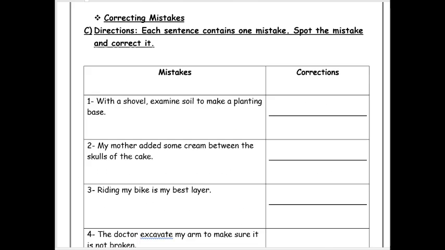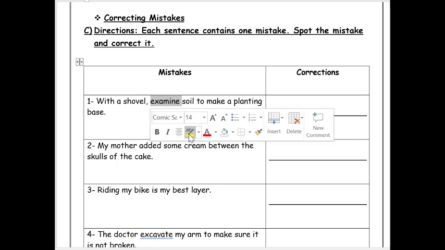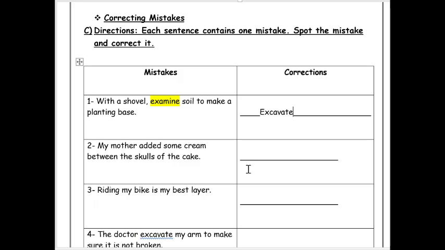Now let's move to page 38, exercise C, directions. Each sentence contains one mistake. Spot the mistake and correct it. Number 1, with a shovel, examine soil to make a planting base. So examine is the mistake. Excavate is the right answer.